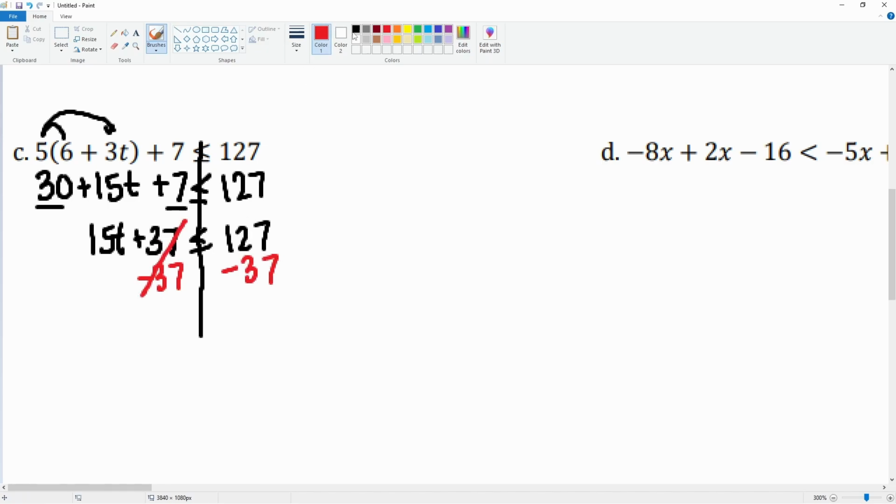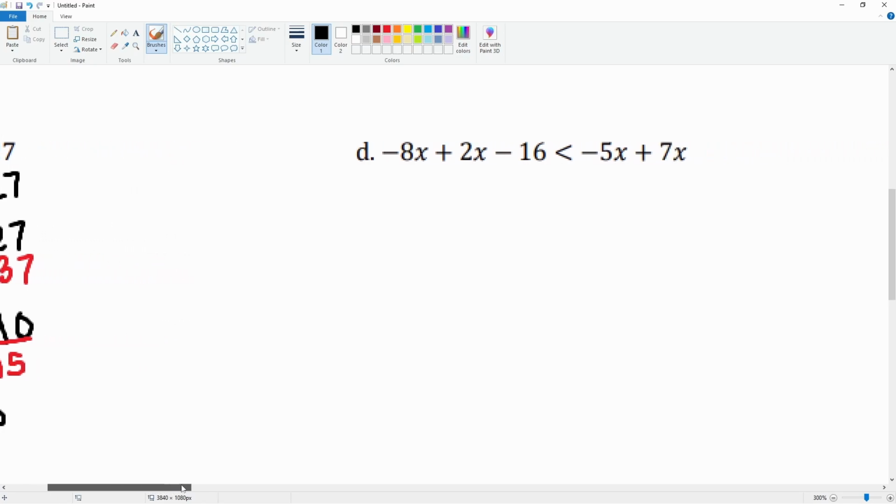This is going to cancel on the left-hand side, leaving me with a 15t. Bring down the inequality symbol. 127 minus 37 becomes a 90. There's this 15 that is attached via multiplication, so we're going to divide by 15. The 15 over 15 cancels, leaving me with a t. Bring down that inequality symbol, which is less than or equal to. 90 divided by 15: 15, 30, 45, 60, 75, 90. I think that's 6. So t is less than or equal to 6.